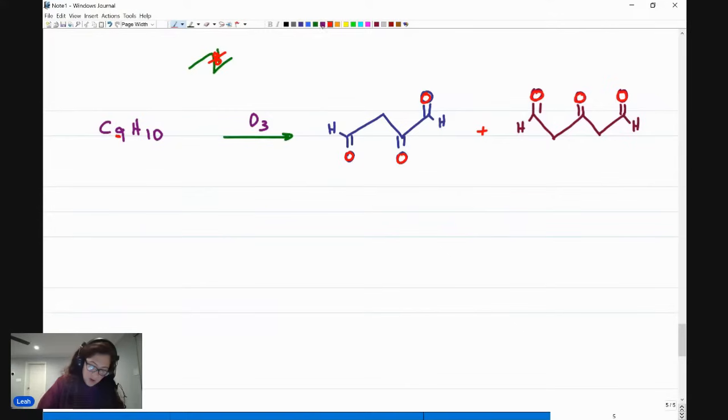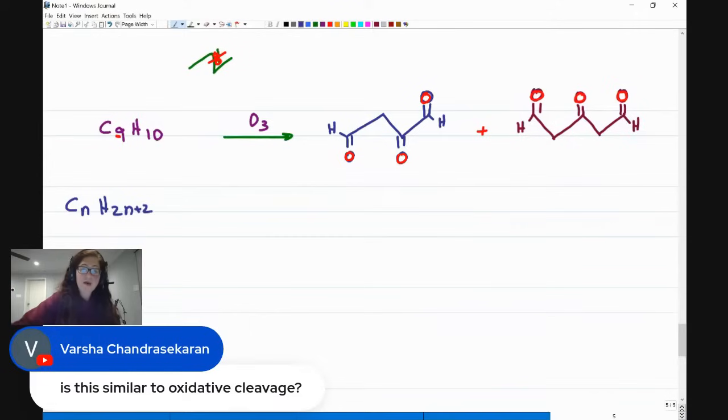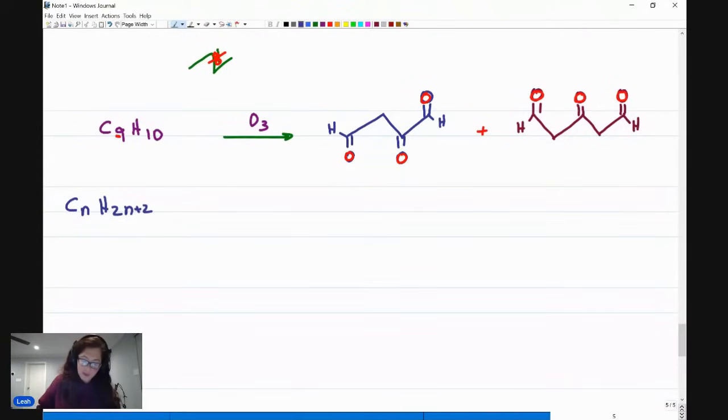I have 9 carbons, so I'm going to use the formula CnH2n plus 2 to figure out how many pi bonds or rings I have in the molecule. And this is one specific type of oxidative cleavage using ozone. There's a couple of different types that you'll learn. If N equals 9, then H should be 2 times 9, which is 18, plus 2, which is 20.